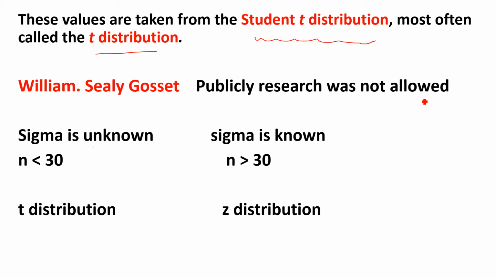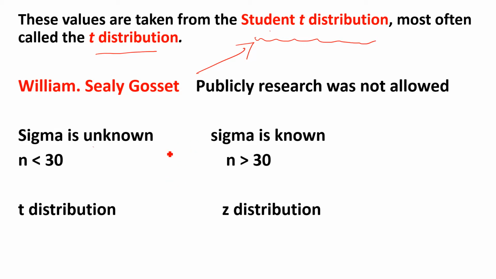T distribution table. Now the question arises why we say student T distribution or only T distribution. It was found by William Sealy Gosset. He was working in Ireland, and in his company publishing research using a personal name was not allowed. That is why he gave the name T distribution or student T distribution.